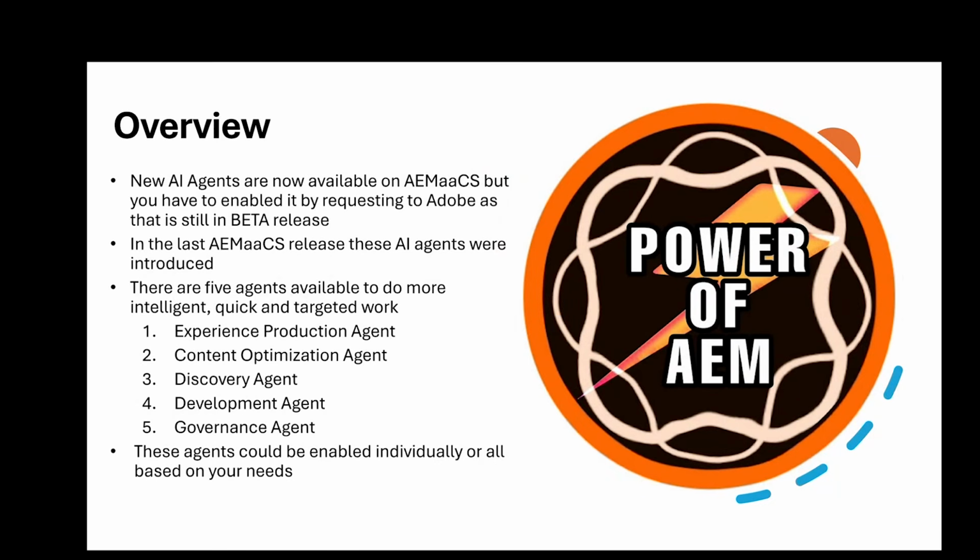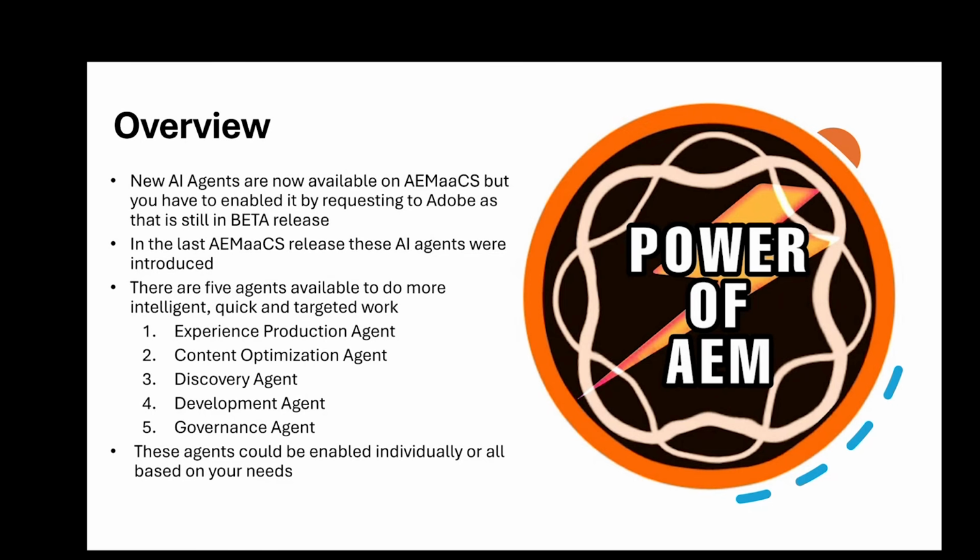AI agents are now available in AEM as a Cloud Service, but we have to request them because these features are still in the beta phase. Adobe has launched 5 different AI agents for different purposes. As the names suggest: experience product agent, content optimization agent, discovery agent, development agent, and governance agent. These agents we can request all together as well as individually.